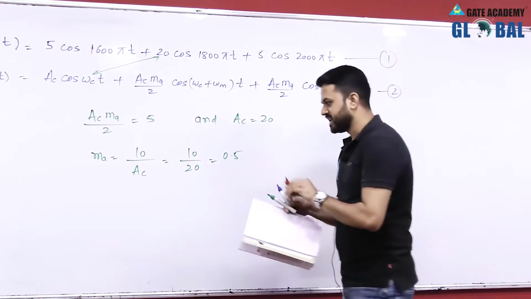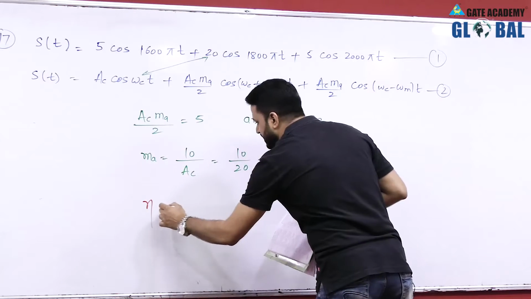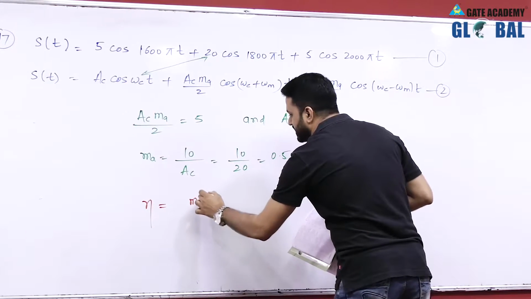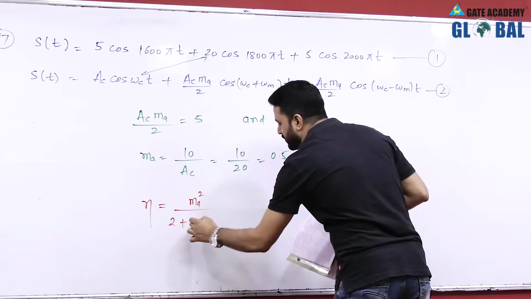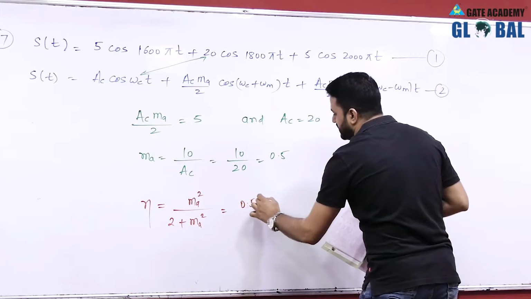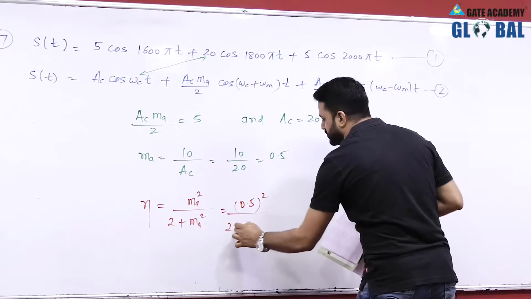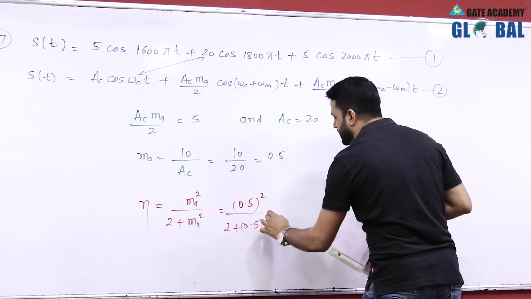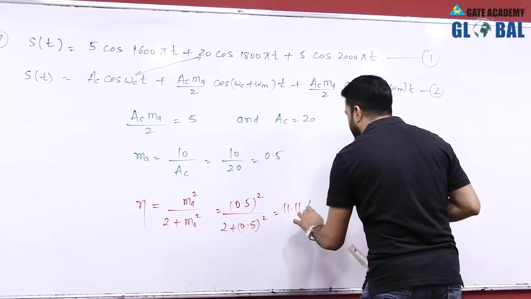Since it is a sinusoidal modulation, we can find the transmission efficiency, which is MA square upon 2 plus MA square, for 0.5. So 0.5 squared upon 2 plus 0.5 squared, we have already calculated this, which is 11.11%.